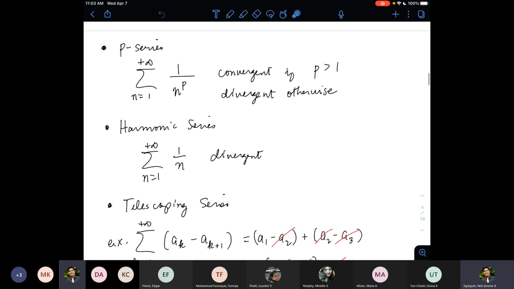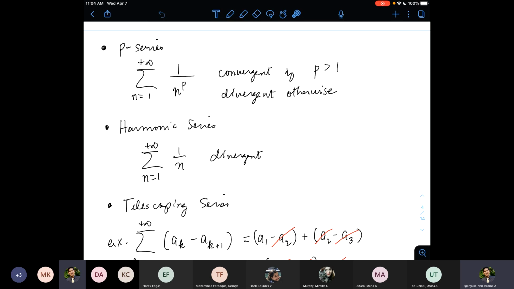Another helpful type of series would be the p-series. In this case, you have a constant over n to the power p. So the indexing variable is the base, and the exponent is a constant. It will be convergent if p is greater than 1. Otherwise, it will be divergent. The special case of a p-series is when p is equal to 1, and we call that the harmonic series. And the harmonic series, put it in your minds, is automatically divergent.